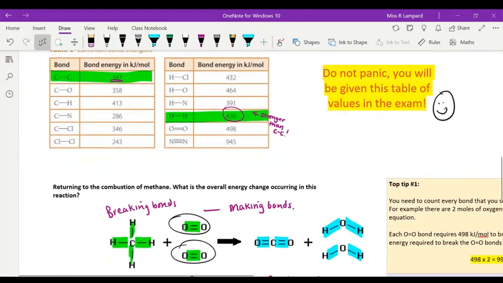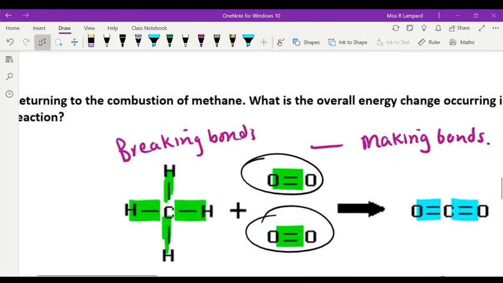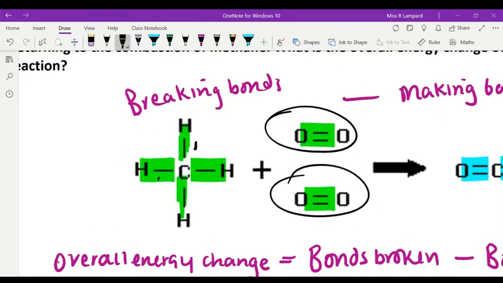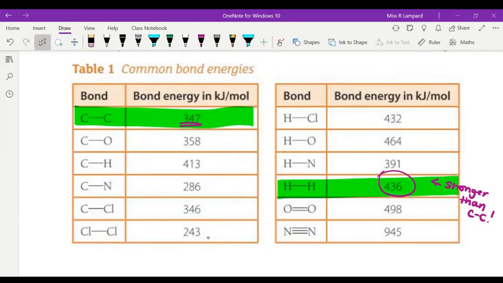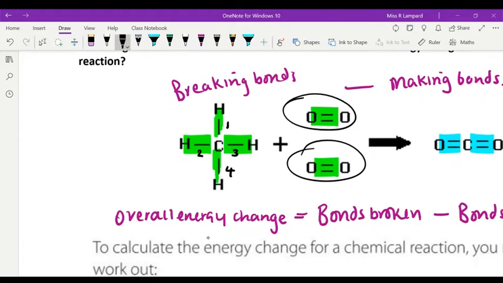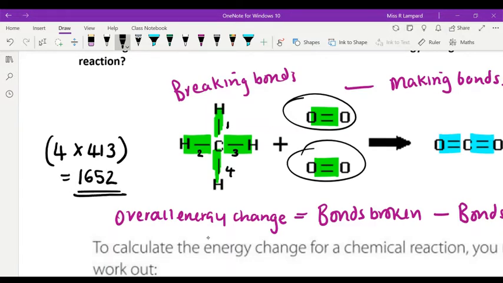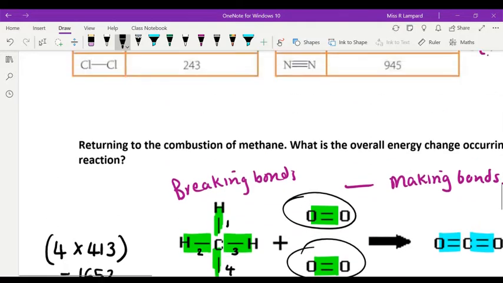So we need to use this information in the table. So first of all, I can see that I've got 1, 2, 3, 4 CH bonds. And a CH bond from the table is this bond here, 413 kilojoule per mole. So I know I've got 4 times 413. Okay, and if I put that into my calculator, 4 times 413 is equal to 1,652. So that is the energy required to break all of those carbon-hydrogen bonds.